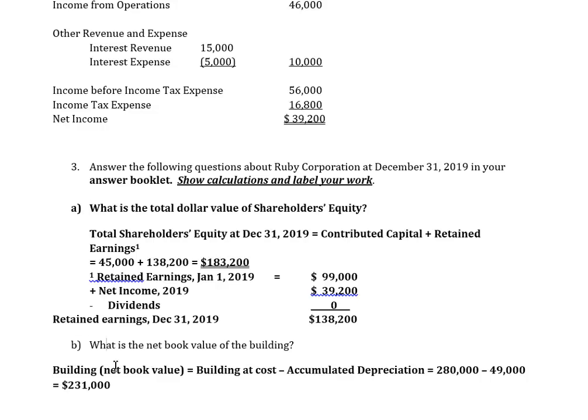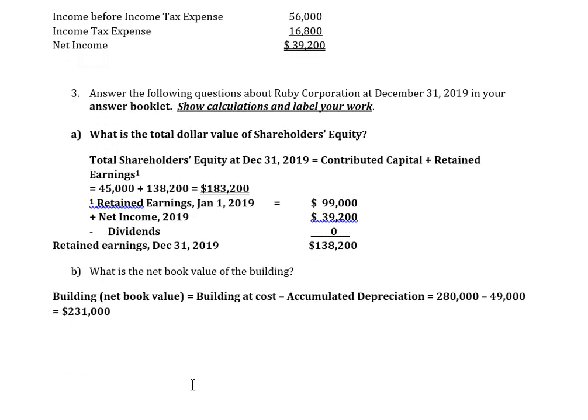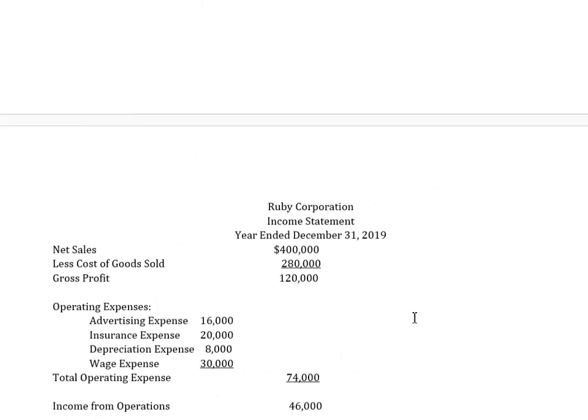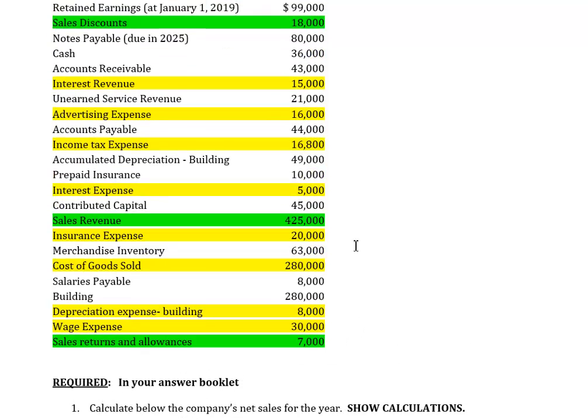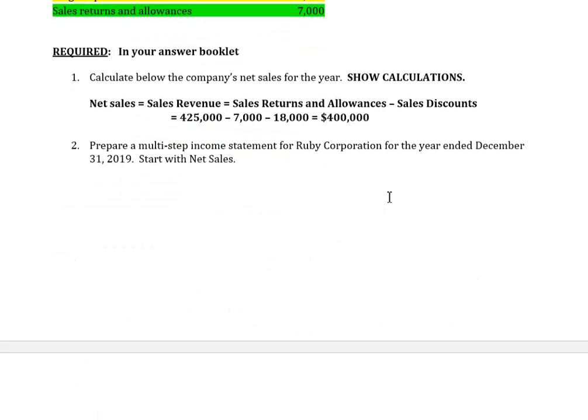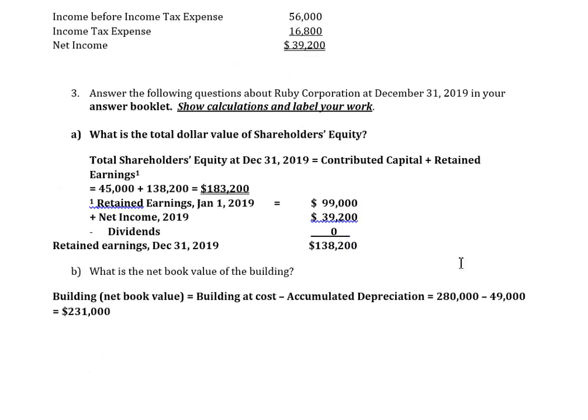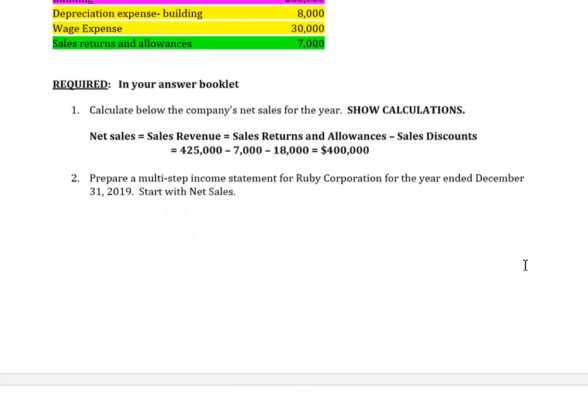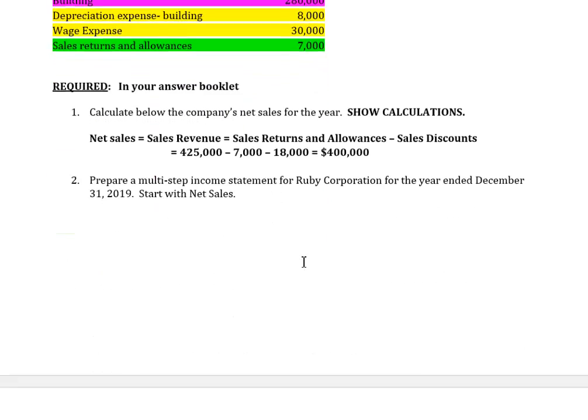Now I've also asked you to calculate for us the net book value of the building. So we're going to take the building at cost less accumulated depreciation. These items are in your trial balance. So where are they? Well, you're going to look at your building. We've got the accumulated depreciation on the building. We'll just highlight that in another color. Maybe we'll do a little fluorescent purple here. And we've also got our building here at $280. I got $280 here. That's good.